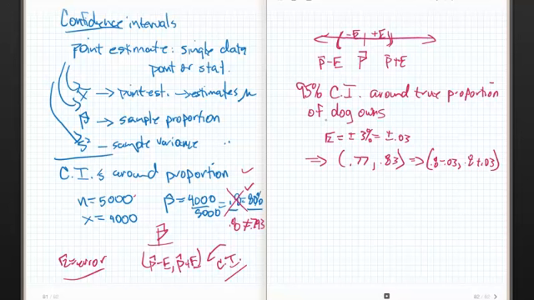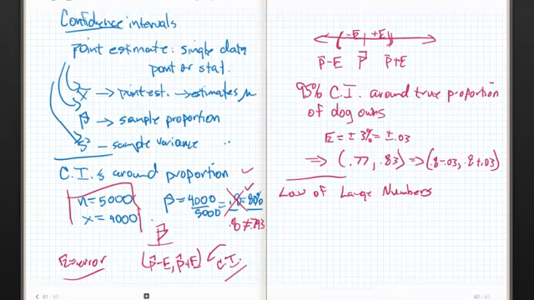Why is sample proportion an unbiased estimator? Well, because the law of large numbers tells me that if I were to replicate this study over and over again, all right? In other words, if I were to create sampling distributions of size n equals 5,000 in the United States, and I were to ask the question, does your household own a dog? Over and over and over again.